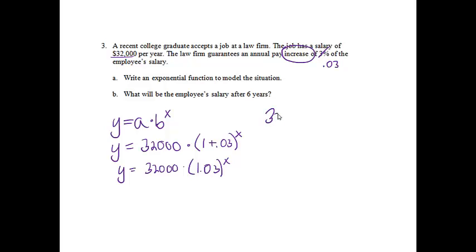Okay, part B, what will be the employee's salary after 6 years? So we're going to do 32,000 times 1.03 raised to the 6th power. And if I raise that to the 6th power on my calculator, and I want to know how much this is worth, it's going to be $38,209.67 if we round it to the nearest cent. Or if we wanted to round it to the nearest dollar, it would be $38,210. Either one of those would be correct.